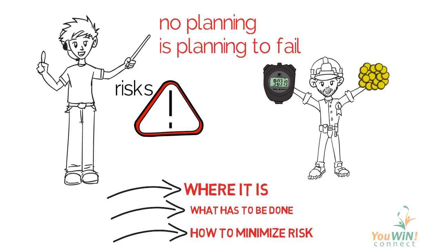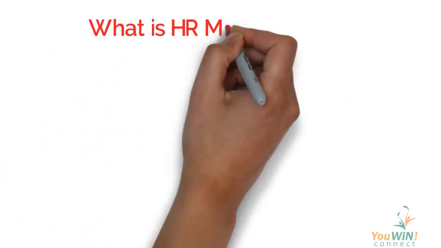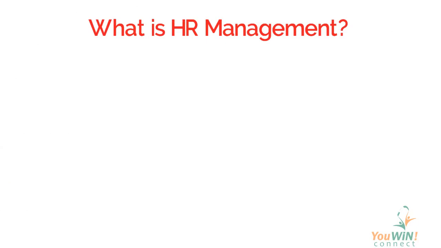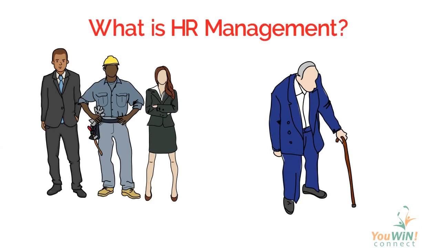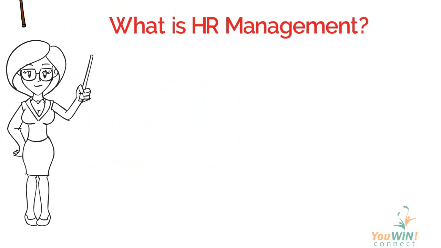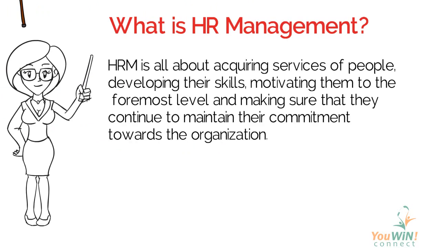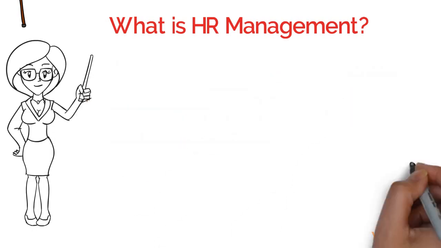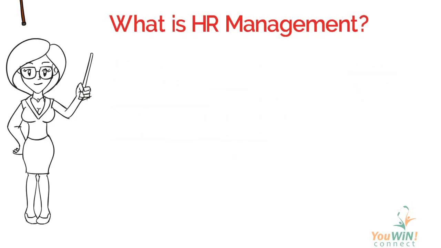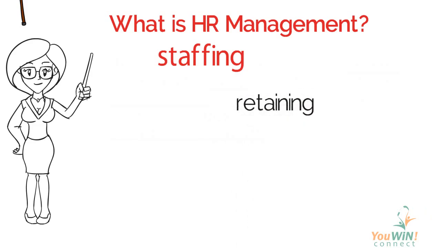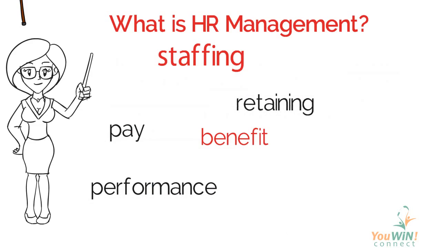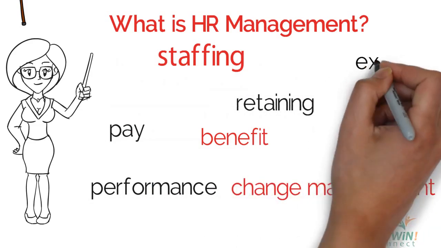Now that we have an understanding of what HR planning is, what then do we mean by HR management? HR management is concerned with the management of employees from recruitment to retirement, or from entry to exit. The definition we have on the slide says it's all about acquiring services of people, developing their skills, motivating them to the foremost level, and making sure that they continue to maintain their commitment towards the organization. So when we look at it, HR management covers the fields of staffing, that is when you hire people, retaining people, the pay, the benefits, managing their performance, change management, and of course ultimately taking care of exits from the company.